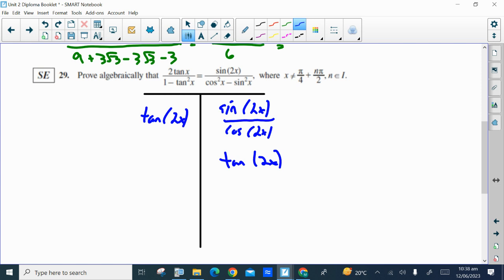Look on the formula sheet to see what tan 2x equals. It equals 2 tan x over 1 minus tan squared x. So again, left side equals right side. We've proven what we were told to prove. This could also be done by putting everything in terms of sine and cos. It would work. It would just take a few more steps. But it would work. This method, though, is much, much easier.